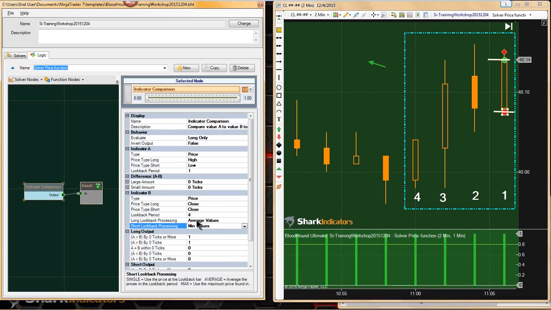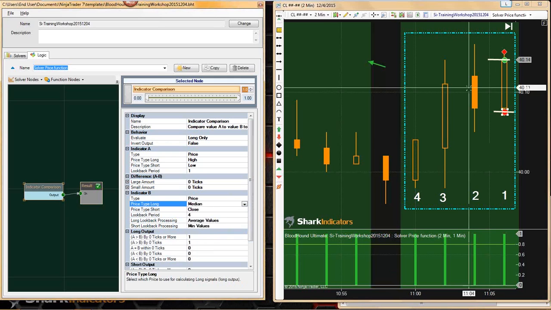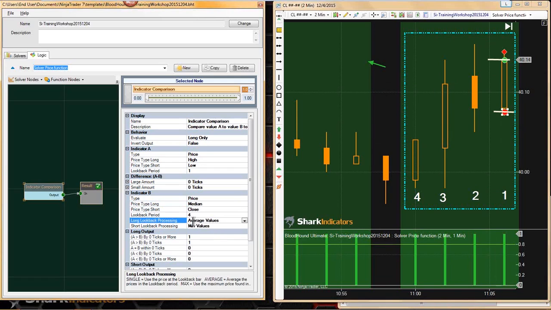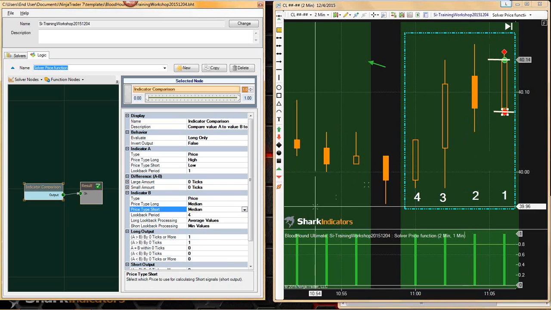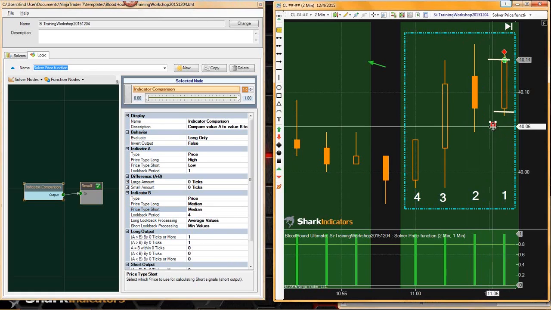And of course, you could calculate the average value for anything. So if you want, you could calculate the average value for the median price. If you wanted to use the median price of bars, that's what the average value for the median price would do. Or of course you could find the minimum value for the median of all the bars. So let's see, the minimum value of the median price.